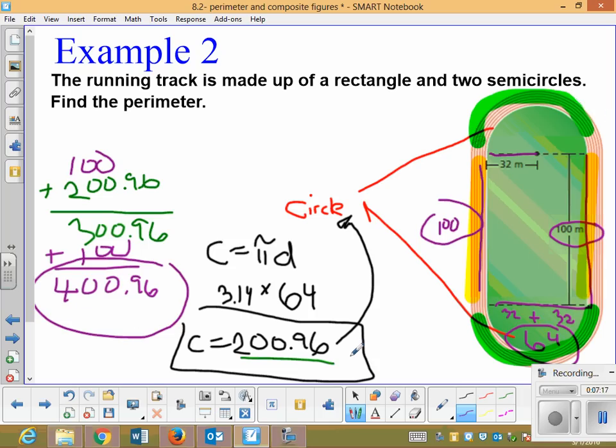Now again, this could be difficult if you don't see the pieces. So if you're still having trouble understanding this, go ahead and pause the video, stop it, and watch it back so that you can see the examples again.